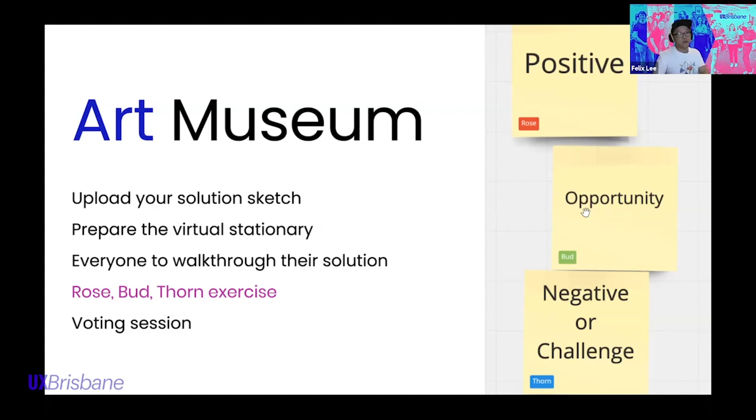So while the person is walking through the solution, everyone else should try to do this Rose, Bud, Thorn exercise to make sure we capture all those different ideas and voices as well. And everyone would just put it on the board as well.